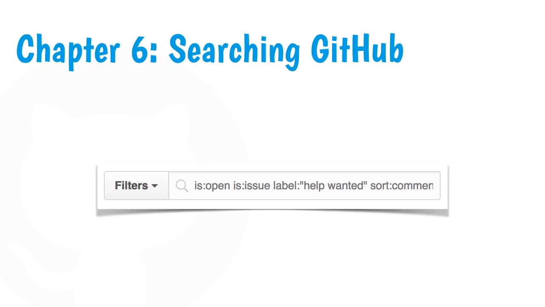Because GitHub is so vast and rich, Chapter 6 will teach us how to search for just about anything with speed and laser-like precision, including custom filter syntaxes and advanced search features.